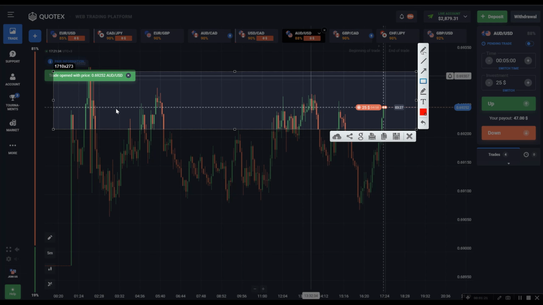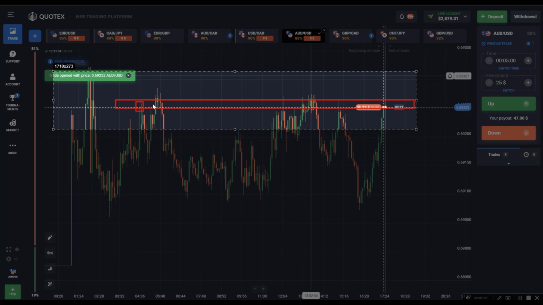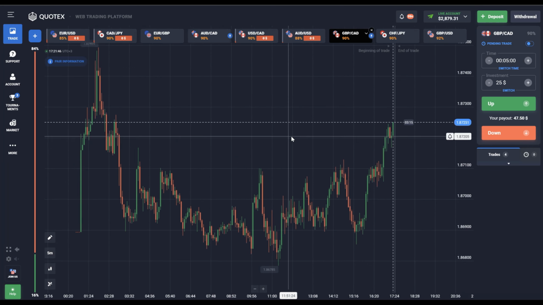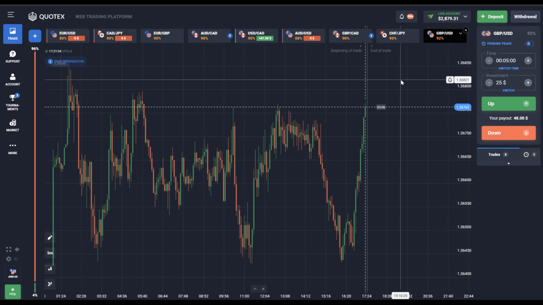Australian dollar, US dollar, trade for a decrease. Resistance zone. It's all simple here. We look at the peaks. Basically, they're all right around the same price level, more or less. And I'm initiating a new trading position for a decrease here. Alright, we're opening a trade here as well.